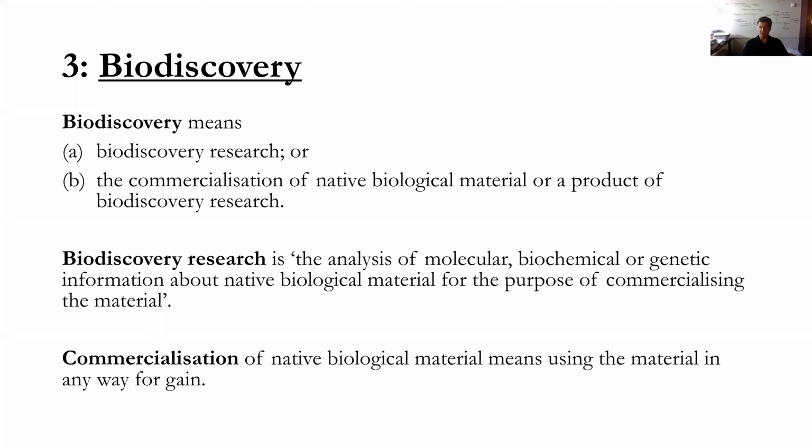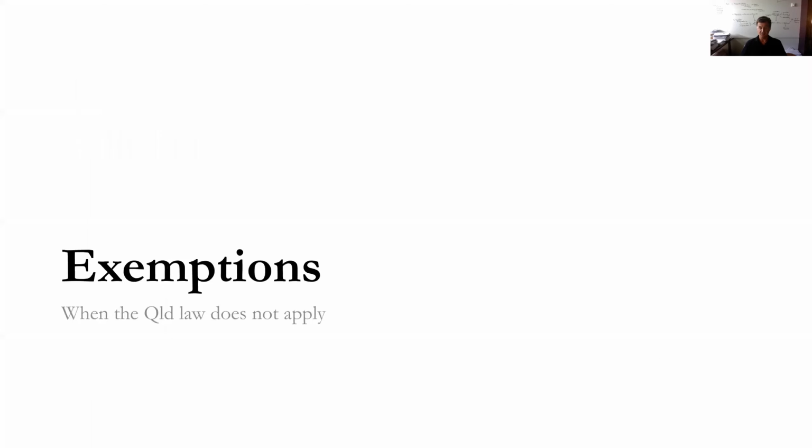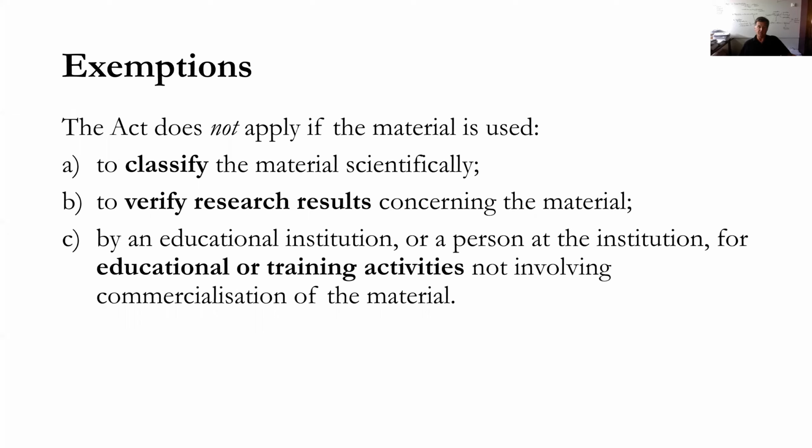In the event that an activity is covered by the Act, there are a number of exemptions or situations where the Queensland law does not apply. It's important to keep these in mind going forward. Firstly, and broadly, the Act does not apply if the material is used to classify the material scientifically, so primarily taxonomic research. Secondly, the Act does not apply if someone's collected material and uses it to verify research results concerning the material.